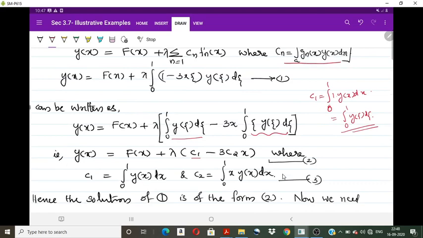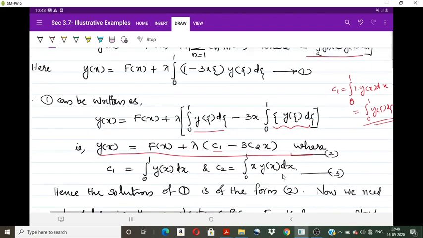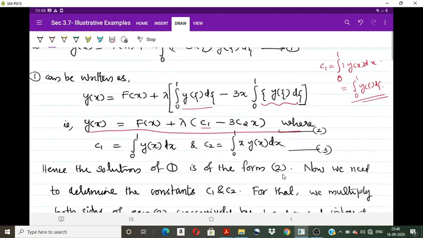So this is the general form of the solution of the integral equation given by equation number 1. So this is the solution form. Now we have to determine these constants C1 and C2. From the method of solving an integral equation with a separable kernel, we have already discussed that for determining the constants C1 and C2, first of all we have to multiply equation number 2 with g1 of x and g2 of x respectively, and then integrate from 0 to 1.